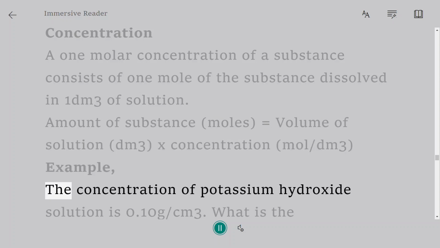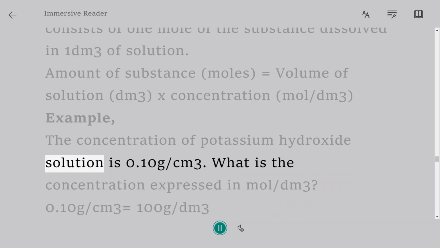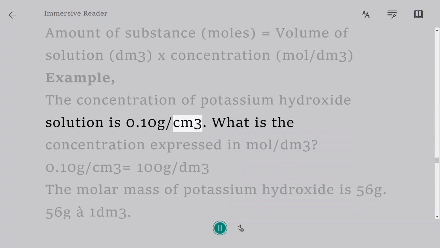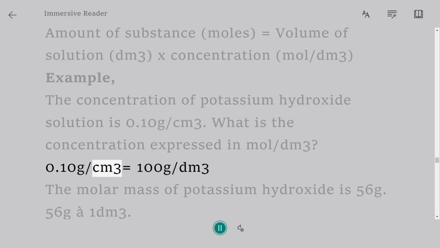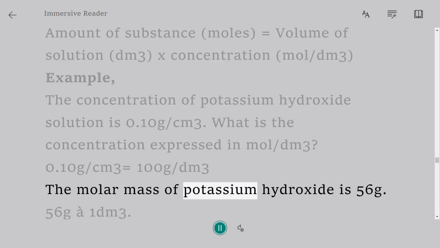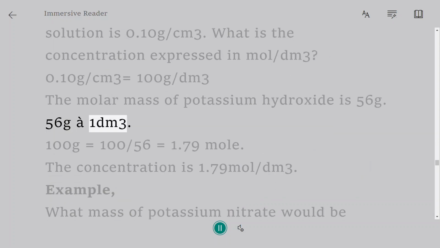Example. The concentration of potassium hydroxide solution is 0.10 g/cm3. What is the concentration expressed in mole/dm3? 0.10 g/cm3 equals 100 g/dm3. The molar mass of potassium hydroxide is 56 g, so 56 g in 1 dm3. 100 g equals 100 divided by 56, which is equal to 1.79 mole. The concentration is 1.79 mole/dm3.